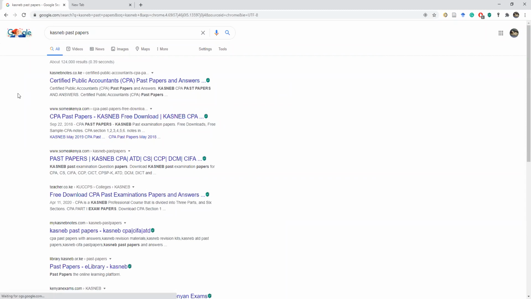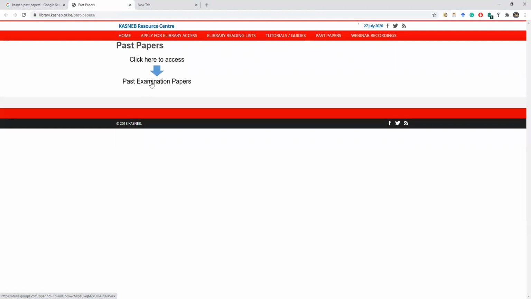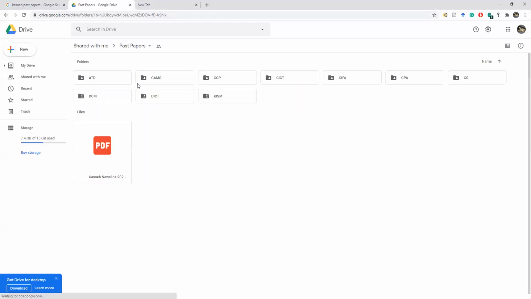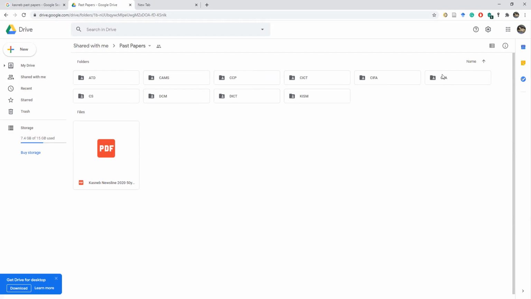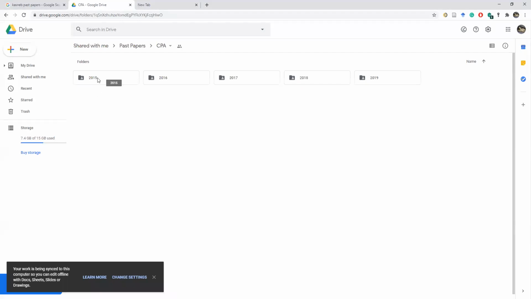You can see library.kasneb.or.ke. The last time I checked, there were questions there. So past exam papers are on the KASNEB website. Past examination papers. You can see CPA. The papers are from 2015 to 2019.